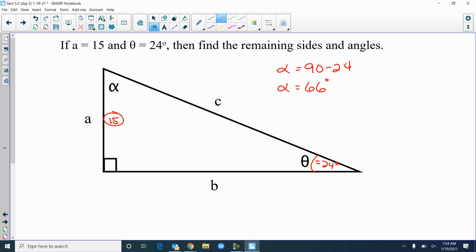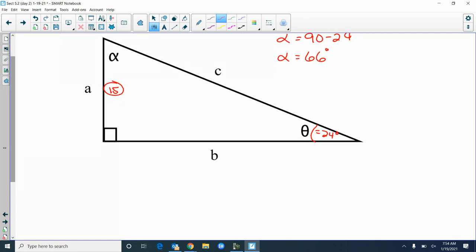And what do I need to find? I need to find B and I need to find C. So let's find B first. Okay, let's find that first. All right. Any ideas how you're going to go about finding that? So take a second, think it through.